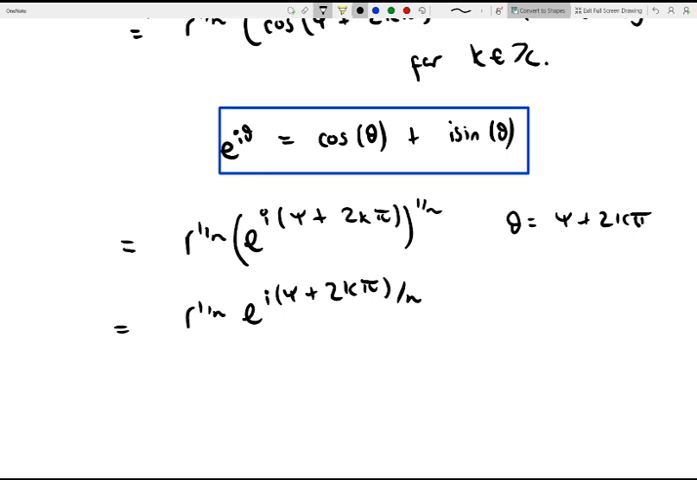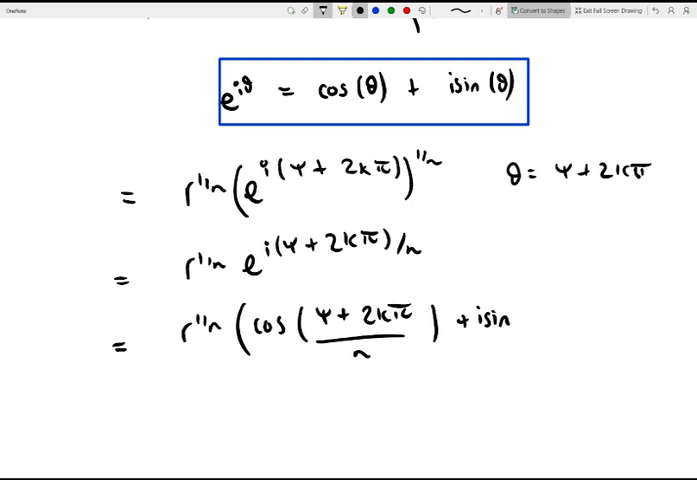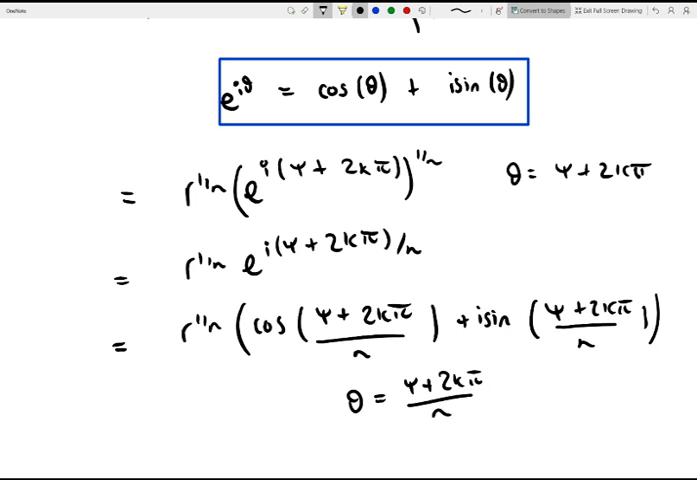And then we can go back and use Euler's formula again, now that this n is incorporated into the exponent of the exponential. And we have cos of phi plus 2k pi all over n plus i sine of phi plus 2k pi all over n. And this is where we've set theta equal to phi plus 2k pi all over n inside Euler's formula.